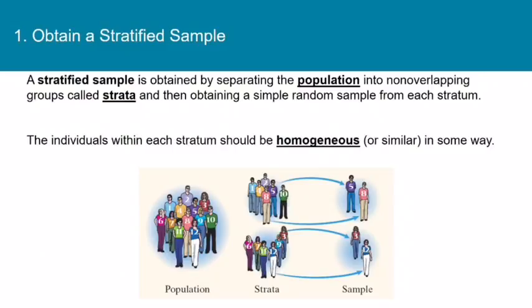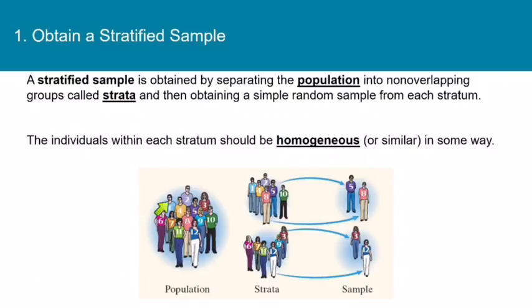First, let's talk about stratified samples. The word stratified means separated into layers. A stratum is a layer. So a stratified sample is obtained by separating the population into non-overlapping groups called strata, and then obtaining a simple random sample from within each stratum. The individuals within each stratum should be homogeneous or similar in some way.